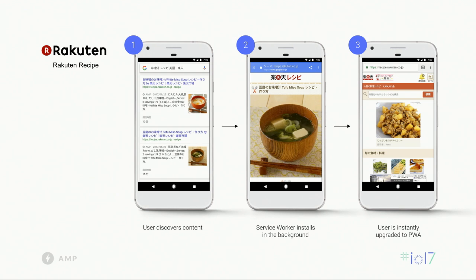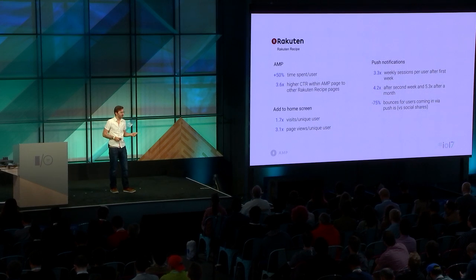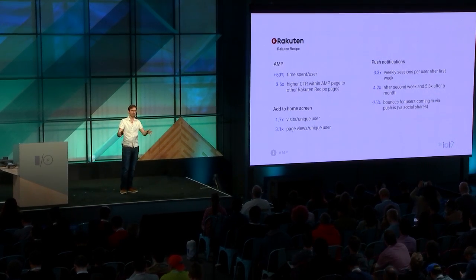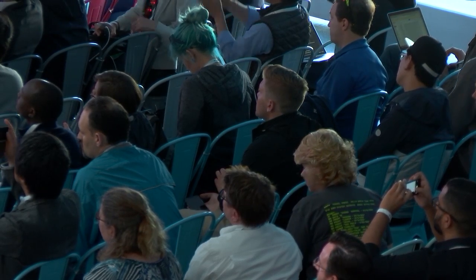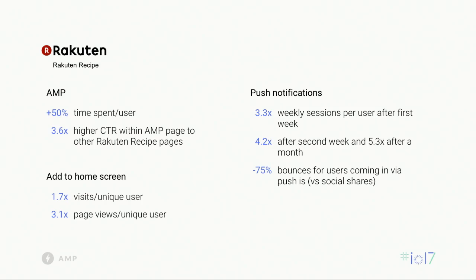Now, with Rakuten in particular, I have some stats to share. And in fact, if you look at the different combination of things they've done, it's quite impressive in my opinion. So with AMP, they've seen over 50% more time spent per user, over 3.6 times higher CTR within the AMP page, compared to two other Rakuten recipe sites. And then with Add to Home Screen with a progressive web app feature, they're seeing over 70% more visits per unique user and over 3 times more page views per unique user once they install to the home screen.